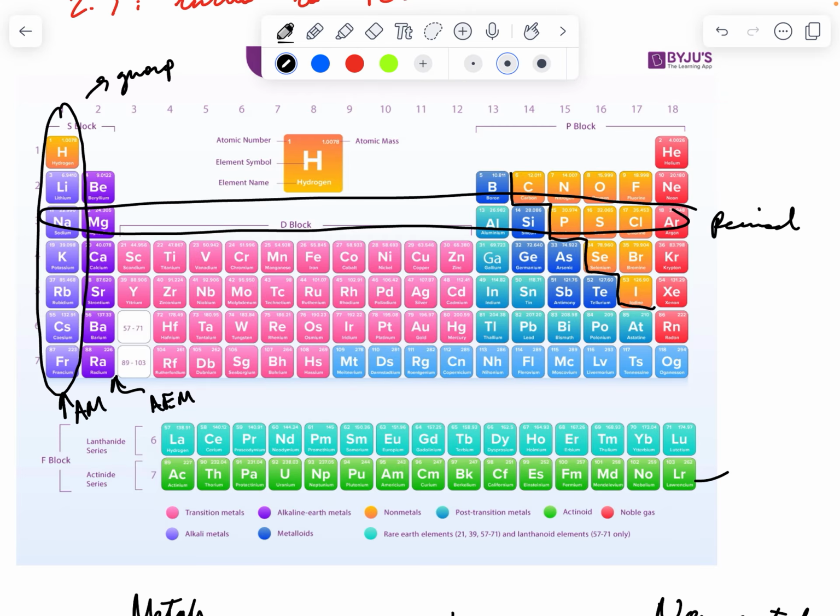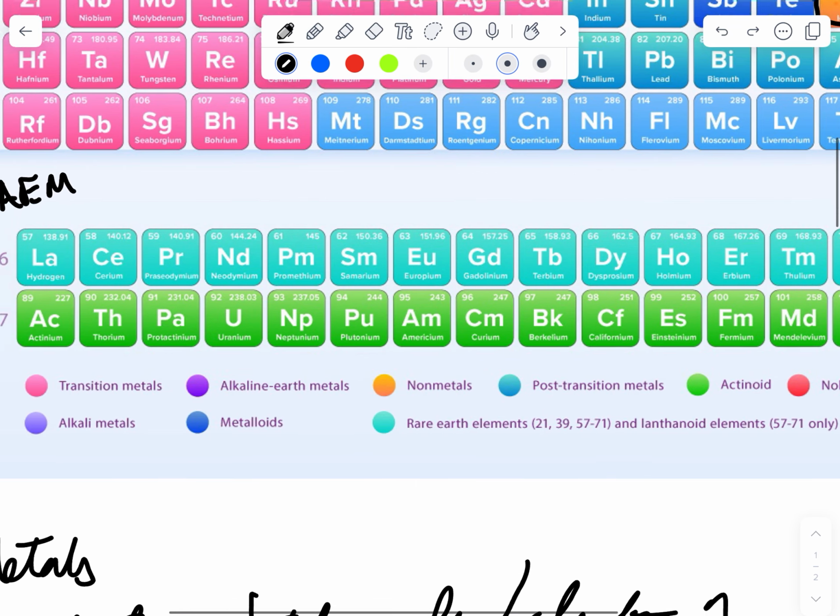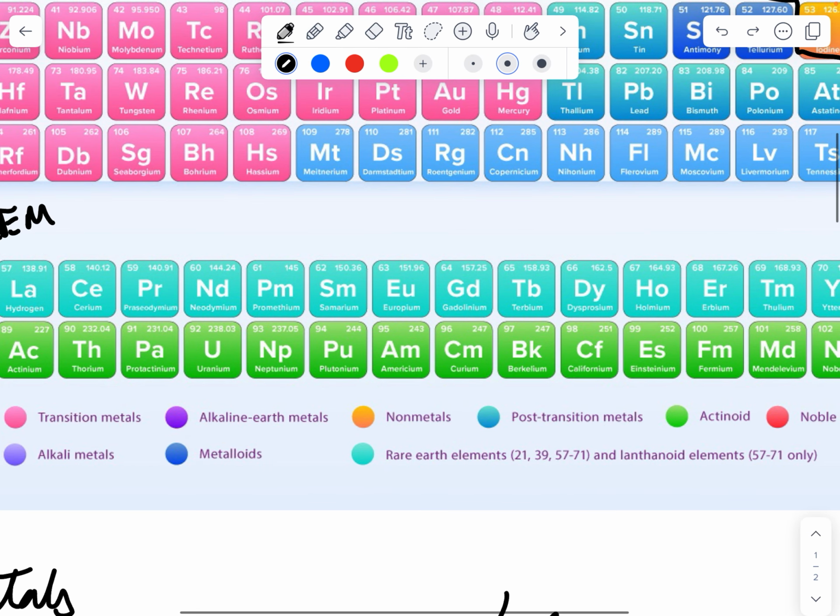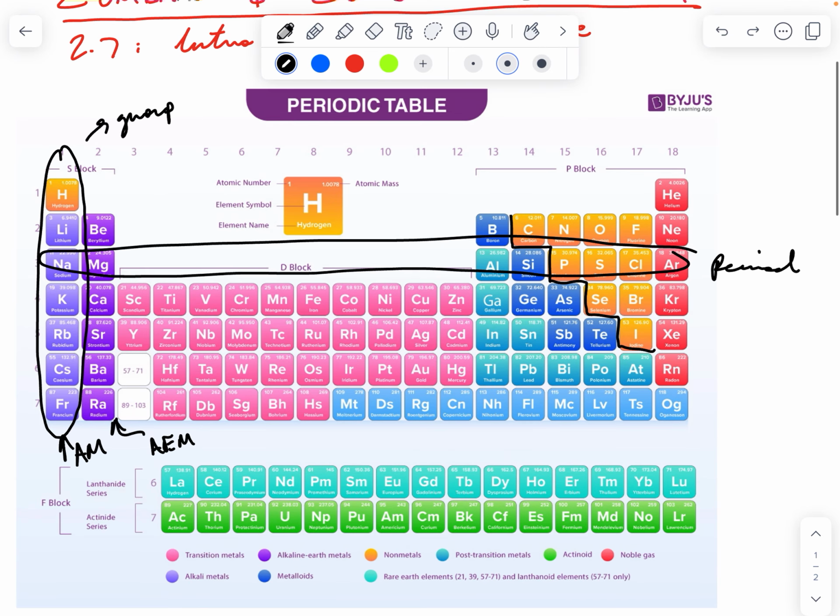Non-metals. That's not, I'm a little colorblind actually, sorry. I thought these were the same. And that's a fun fact if you didn't know. I'm actually colorblind. I just realized these are not the same color. But these are your non-metals, these are your noble gases, right?